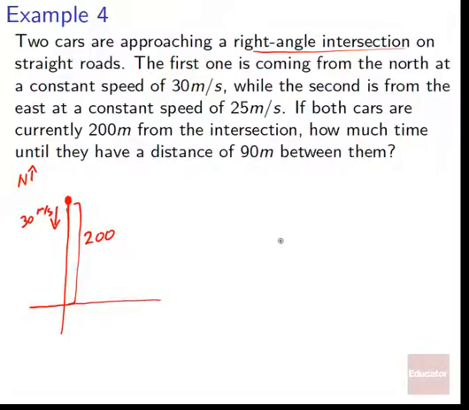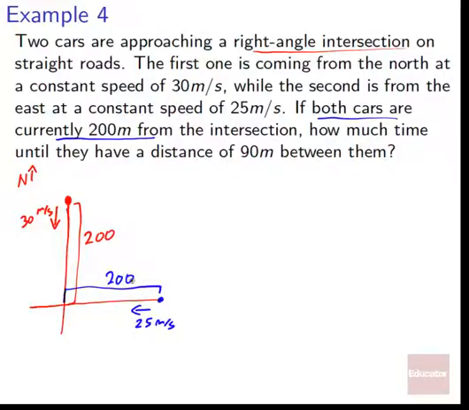What about the other one? The other one is coming from the east, so east will be over here. And it's going at 25 meters per second. How far away is it? They're both cars, so we figured out the 200 meters for the first one. Both cars, currently 200 meters, so 200 here as well. How much time until they have a distance of 90 meters between them?